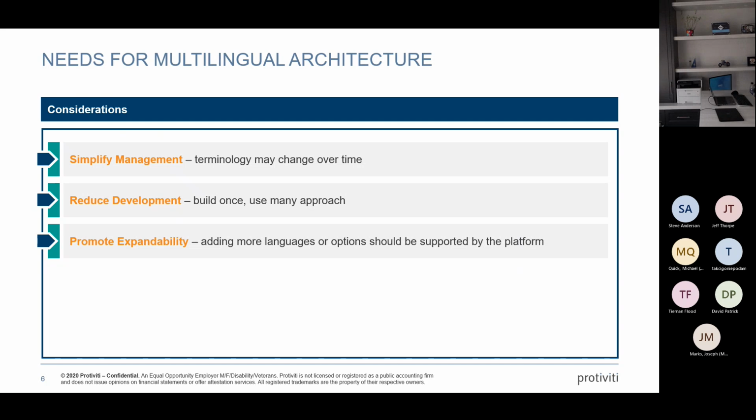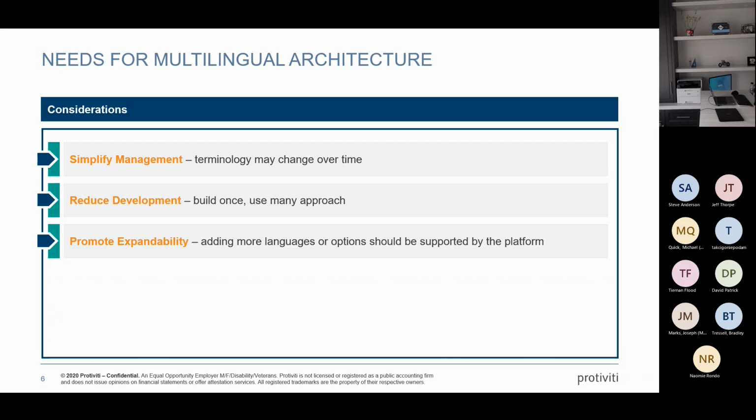Promote expandability. So I showed you that map of the world before. Let's say we build it for English and we had French or Spanish as a second language. If all of a sudden you need to add a third language into your application, it should be as simple as add the necessary language tags, and that's it, you're done. You don't need to do anything else at all. That will be the best scenario.